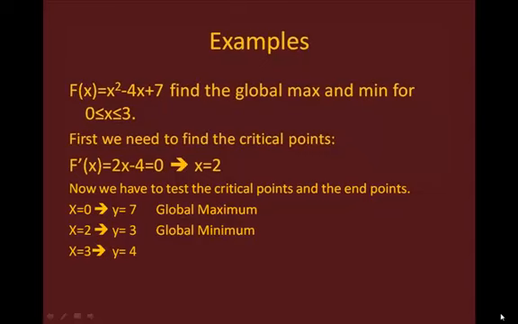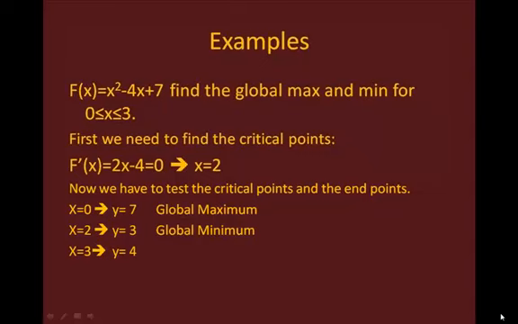We then take each of those x values and plug it into the original function to get the corresponding y value. That will tell us exactly how high up or how far down each point is. So when you plug 0 into the original function, you get y equals 7. When you plug 2 into the original function, you get y equals 3. And when you plug 3 into the original function, you get y equals 4.